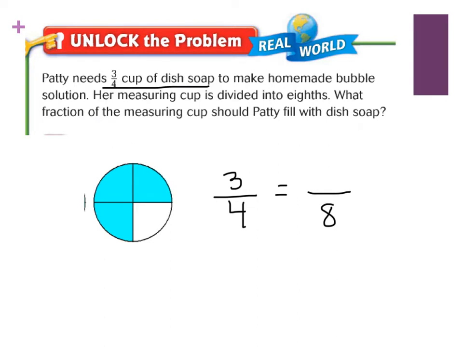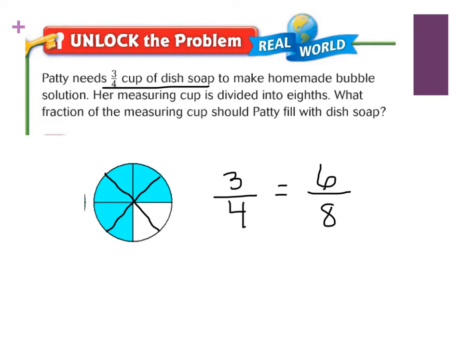I can easily find this equivalent fraction with the model showing 3/4. To make fourths into eighths, I have to cut each slice in half. That gives me 6/8. So 3/4 is equivalent to 6/8.